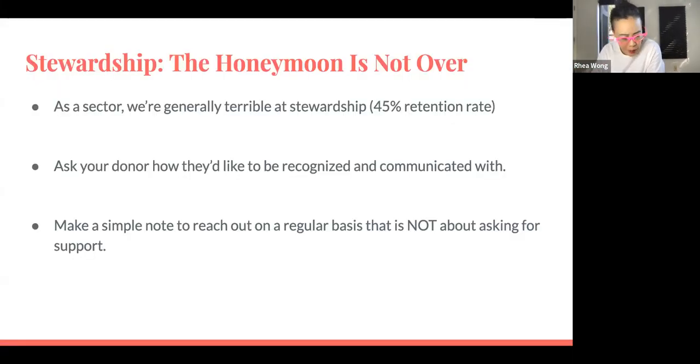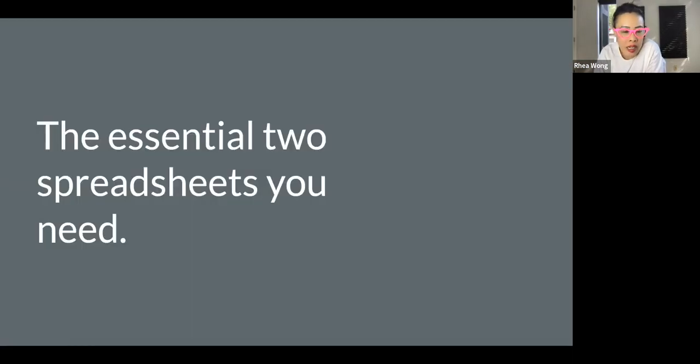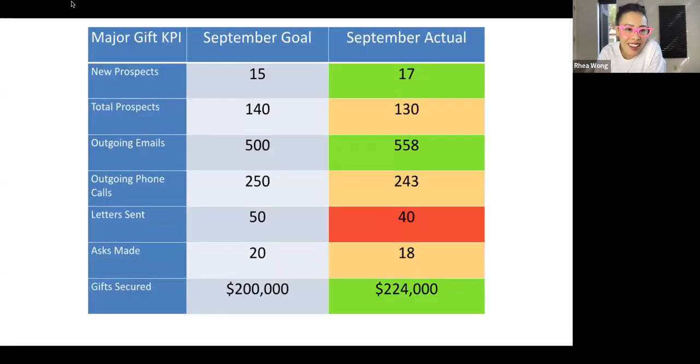So I know that you might be saying, like, Rhea, this sounds super complicated. There are 2 spreadsheets, and I'm happy to send them out afterwards, that you need to know. These are KPIs, key performance indicators. So what you measure is what you manage. Just set yourself some goals here, because oftentimes fundraising is not the thing that is on fire.